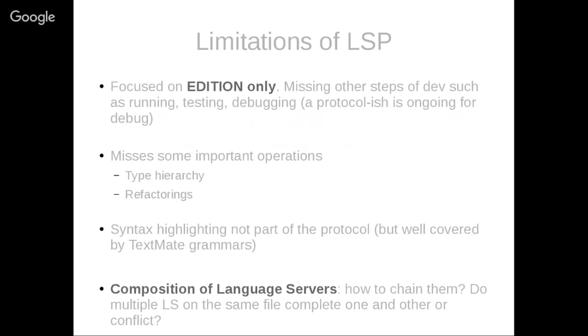The language server protocol is missing some important operations as part of its API. Mostly the ones I miss the most are type hierarchy, which is very important for us as Java developers, and also refactorings. So the only refactoring which is well supported is rename, but we can think of many others that could be done the same way, and there are issues on this topic on the GitHub of the protocol. As I already repeated 3 times, I guess, syntax highlighting is not part of the protocol.